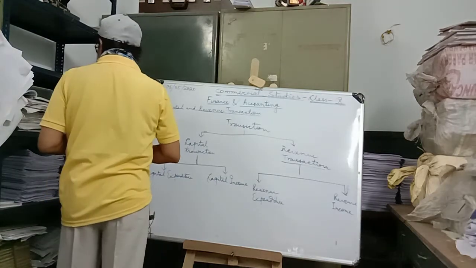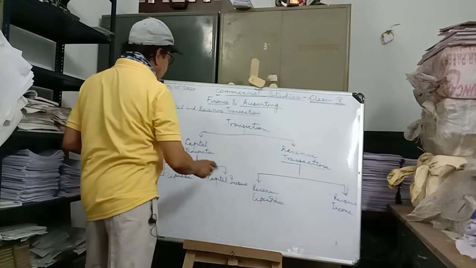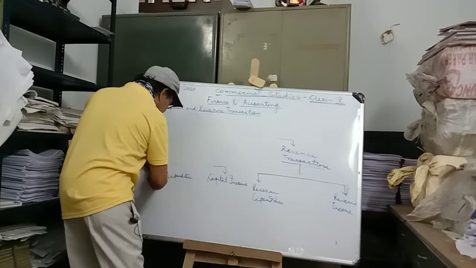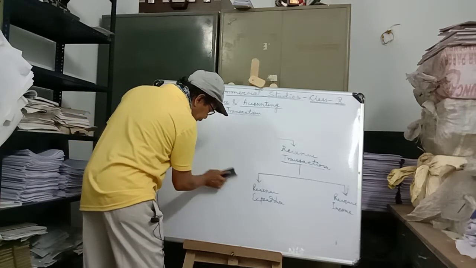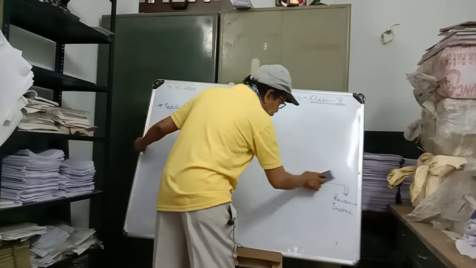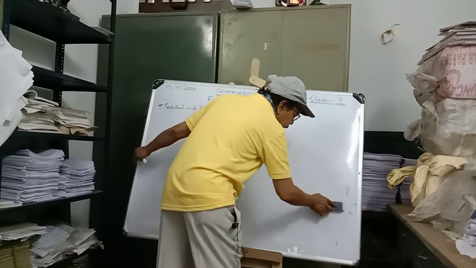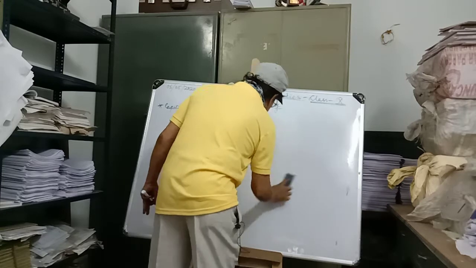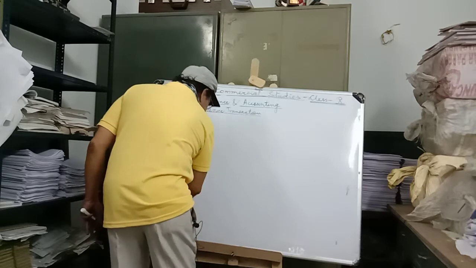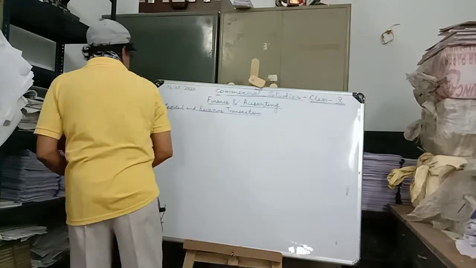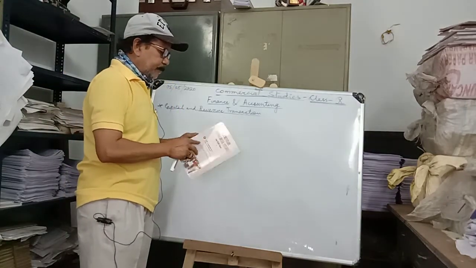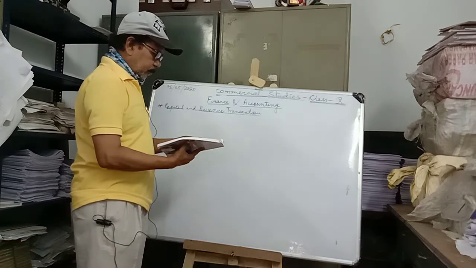Now I'm giving you certain transactions as your homework. If you can solve them, then you can understand that you have clear knowledge on this topic. What is a capital transaction? What is a revenue transaction? How can we segregate them? Write down. Take a problem for this.